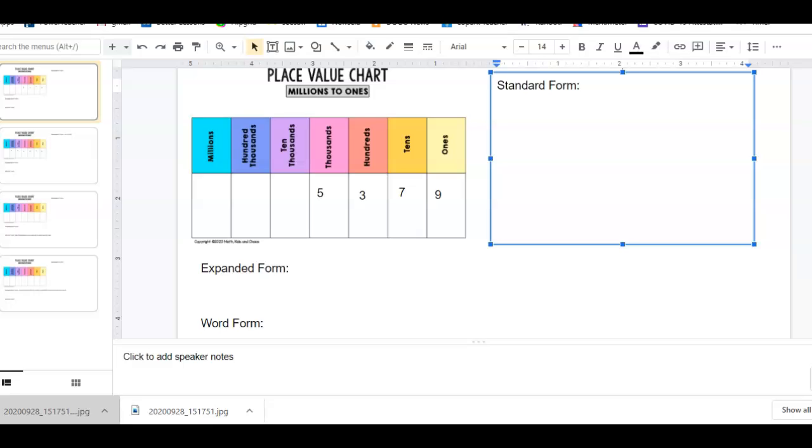Today in math, we're going to practice writing a number in 3 different ways, and those ways are standard form, expanded form, and word form. So here we have a number in our place value chart: 5, 3, 7, 9. The standard form of this number is really just the way we would write the number normally.